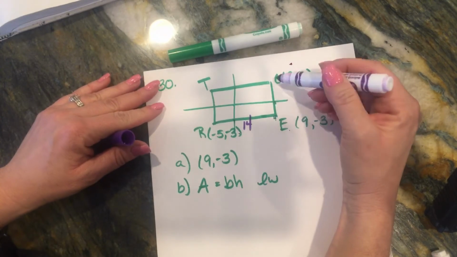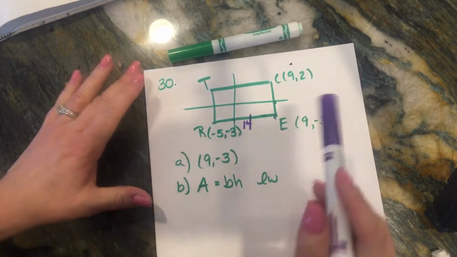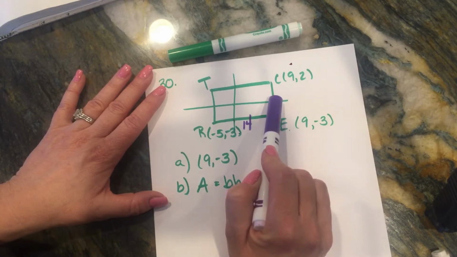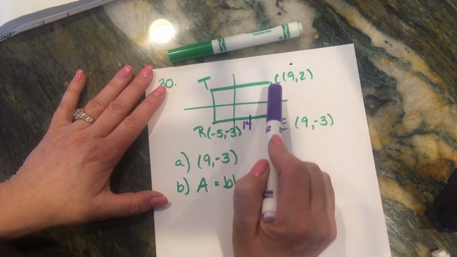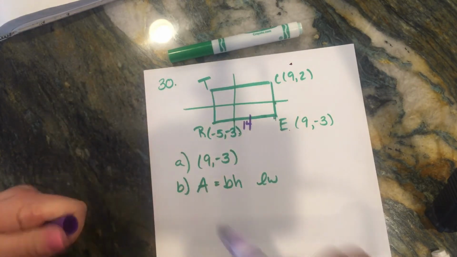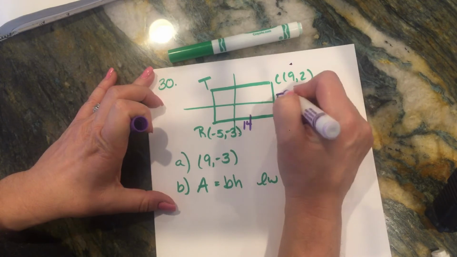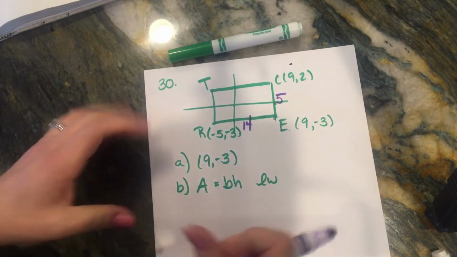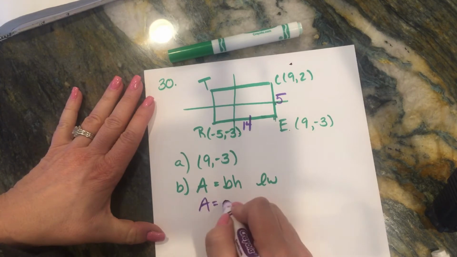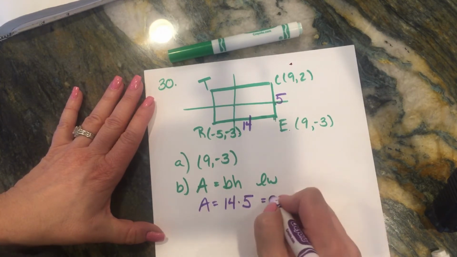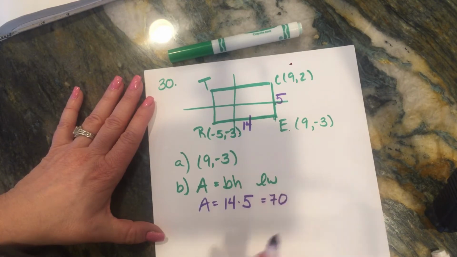And we're going to do the same thing for C to E, only let's take a look at our Y units. So we have 3 units from E to the Y-axis, and then another 2 units, it looks like, from the Y-axis to C. So 3 and 2, that gives us a 5. So this is a 14 by 5 rectangle, which means our area equals 14 times 5, so that is 70.